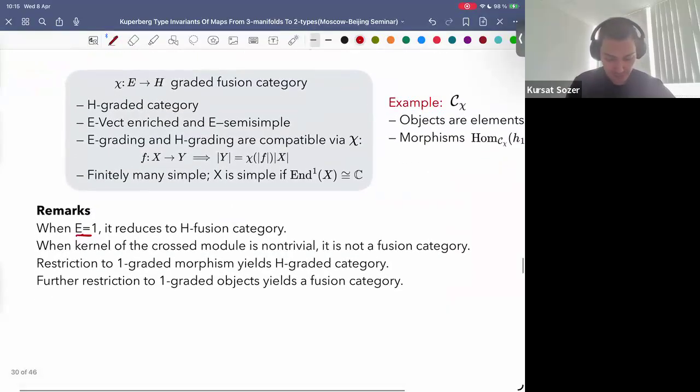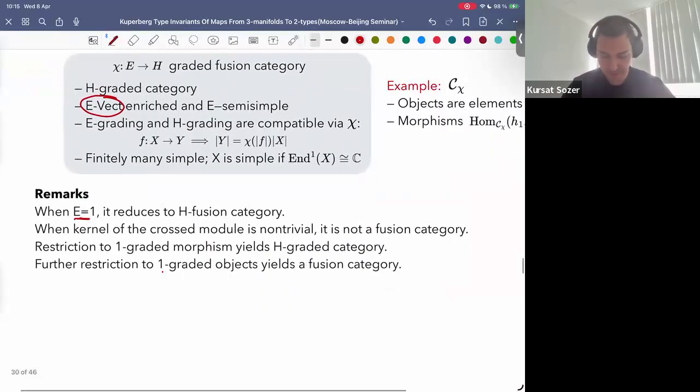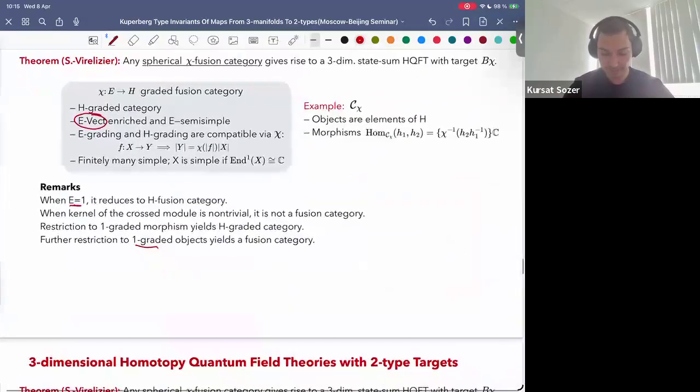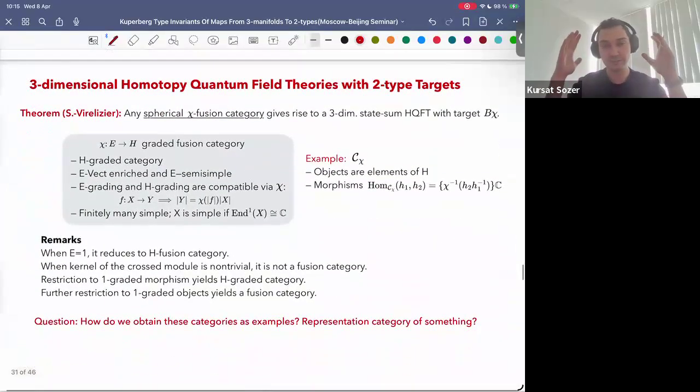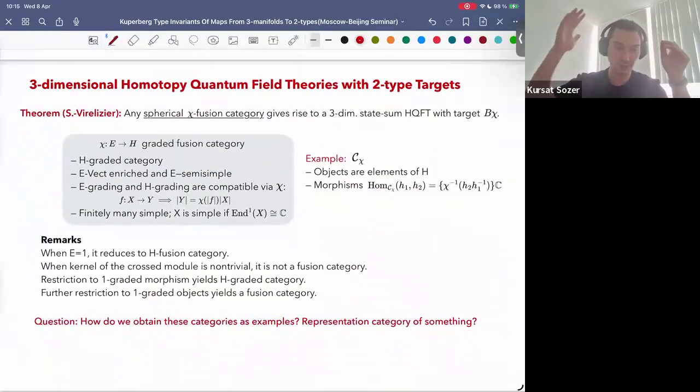And when the kernel of the crossed module is non-trivial, it's another fusion category, because endomorphisms are never in 1. And restriction to 1-graded morphisms yields an H-graded category. So we can forget these non-trivial graded morphisms and we get an H-graded category again. And another restriction gives a fusion category. So since it's an extension, we can do a lot of restrictions to recover what is known before.